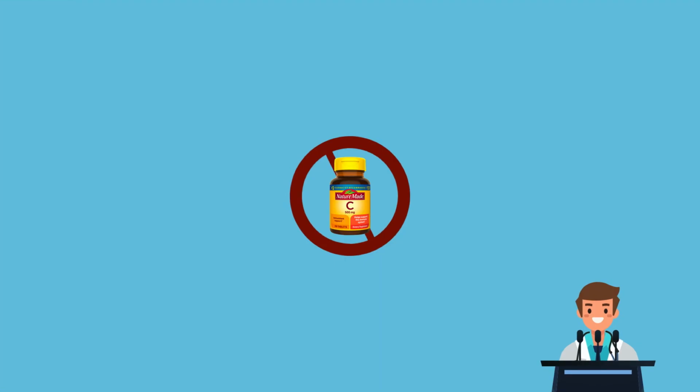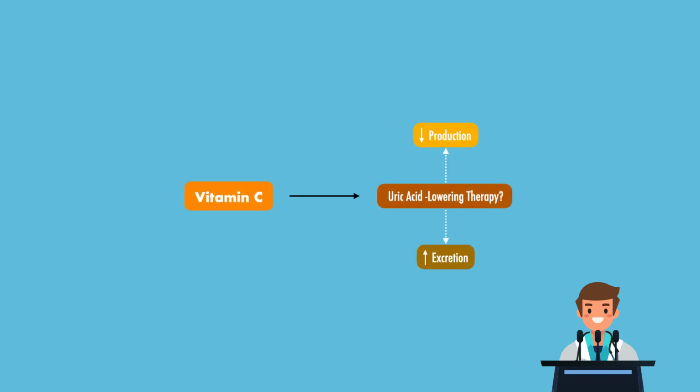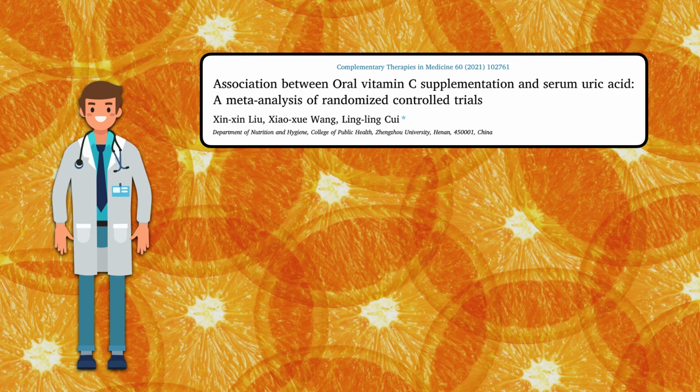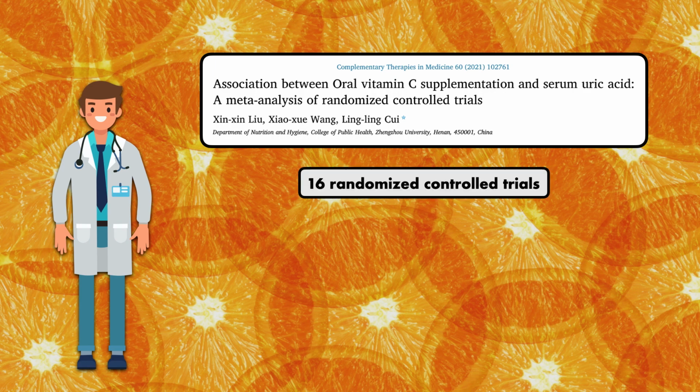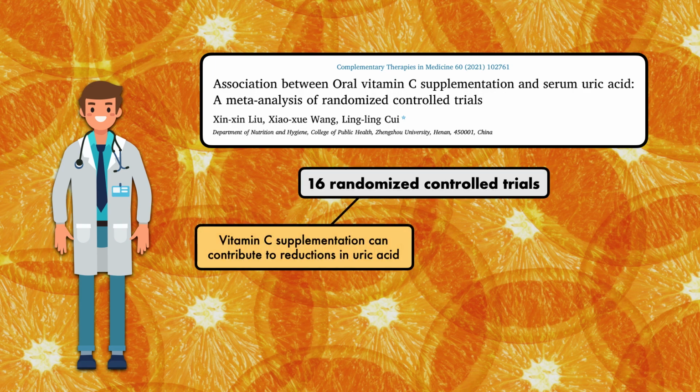Third, I agree with the recommendation against supplementing with vitamin C, but because it wasn't mentioned anywhere else in the video, I wanted to provide an explanation. Vitamin C has been proposed as a potential uric acid lowering therapy by inhibiting uric acid production or enhancing the renal excretion of it. There's a 2021 meta-analysis of 16 randomized controlled trials that shows vitamin C supplementation can contribute to reductions in uric acid.